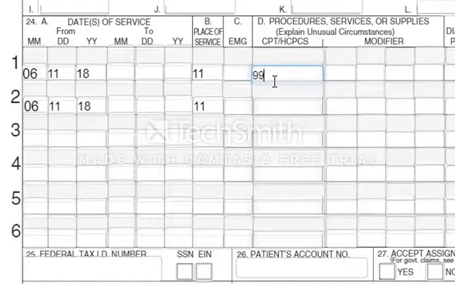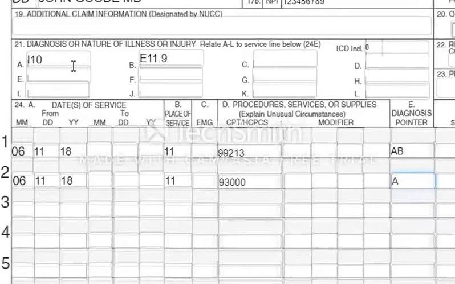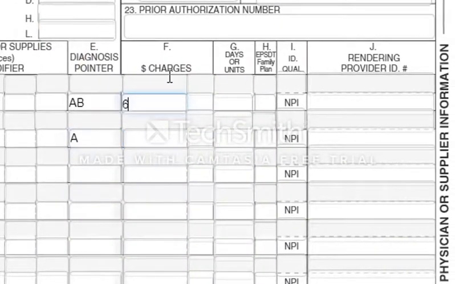We will put the corresponding CPT codes, which can be found on your scenario sheet, in Block 24D. Now that diagnosis pointer is going to be linking 24D with 21. So as you can see here, the reason for that office visit was both the hypertension and that diabetes. The reason we did that EKG was because of that patient's hypertension. Okay, we're still going to put in the associated charges.